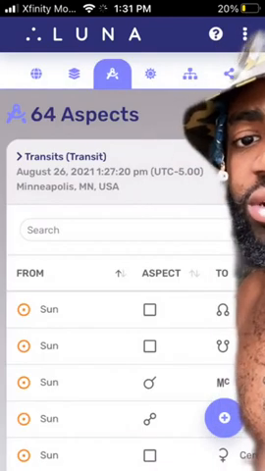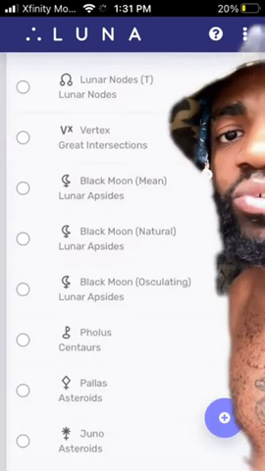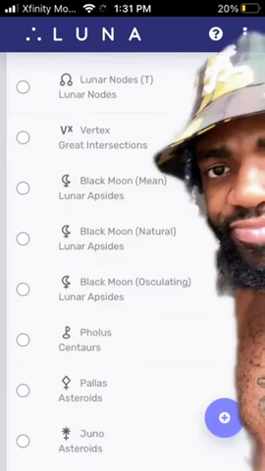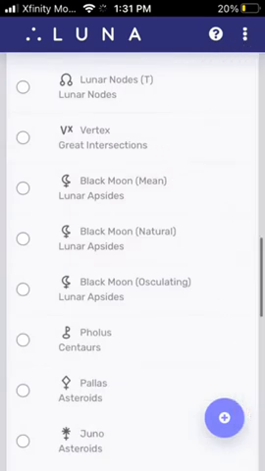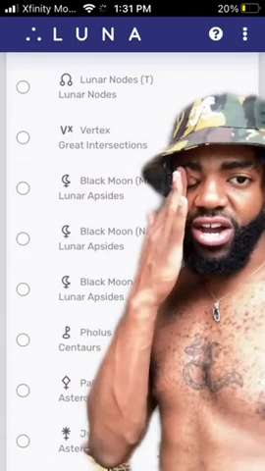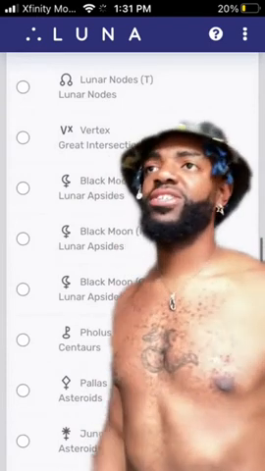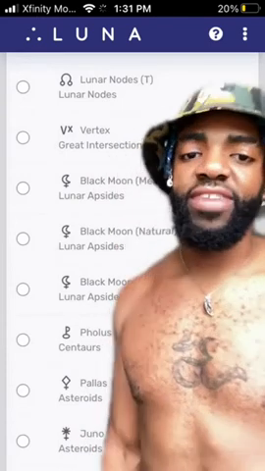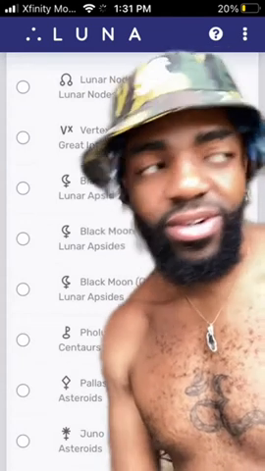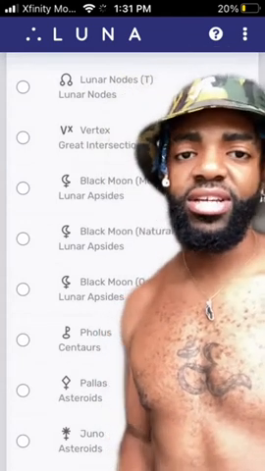There's also some other features with like aspects. Who knows what aspects are? Let me know if you know what any of these points or asteroids are also. These are helpful to know. If you don't know them, I will definitely take note.